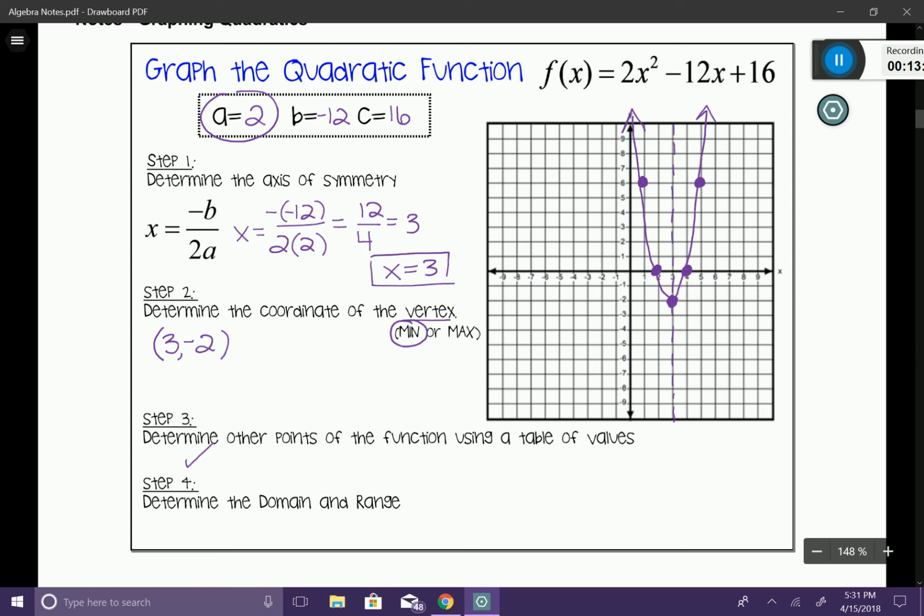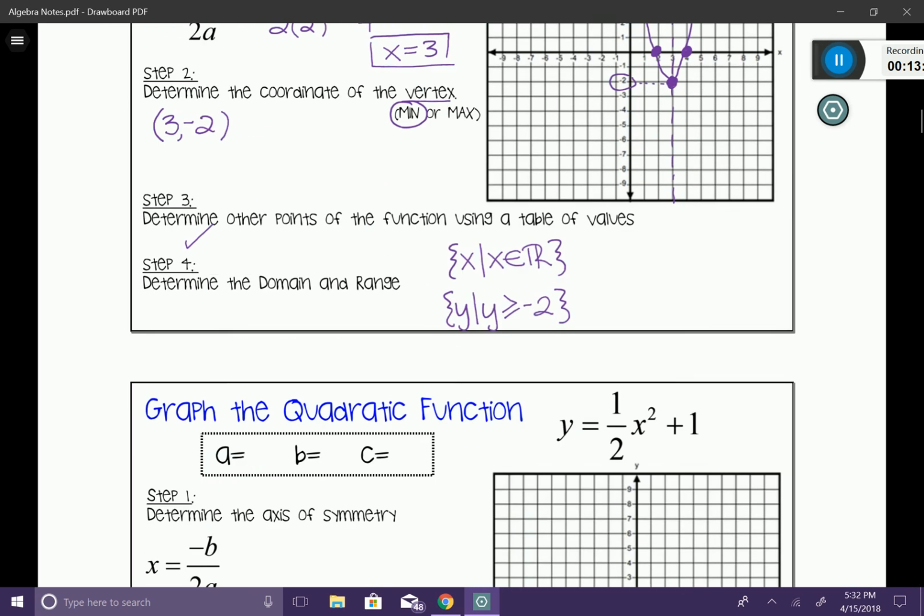And the last step is determining our domain and range. So here we go. Our domain is going to be x such that x exists in the reals. It's always going to be that, at least for right now while the parabolas are facing upwards or downwards. And the range is going to be y such that we need to locate our low point. So our low point is actually going to be when y is negative 2. So we're going to say everything that's greater than or equal to negative 2. That's our range. And we're done.